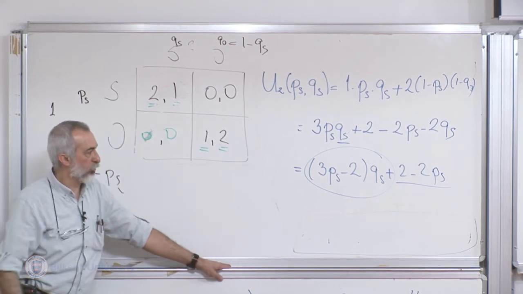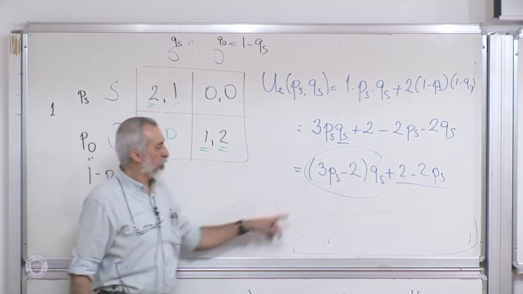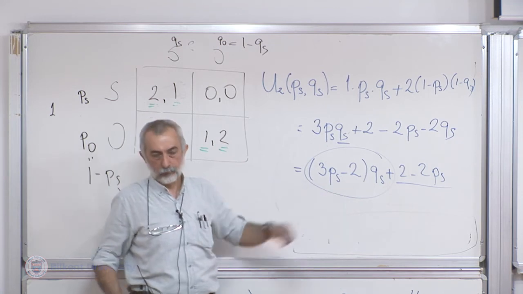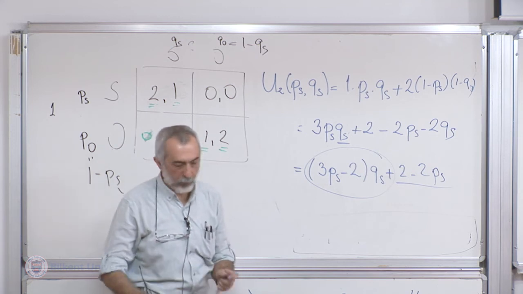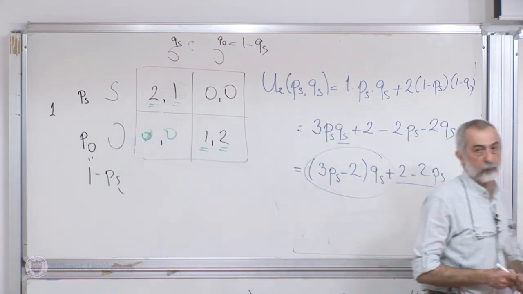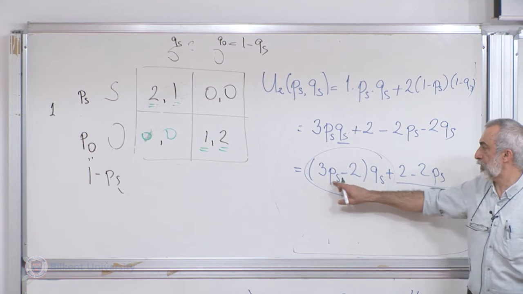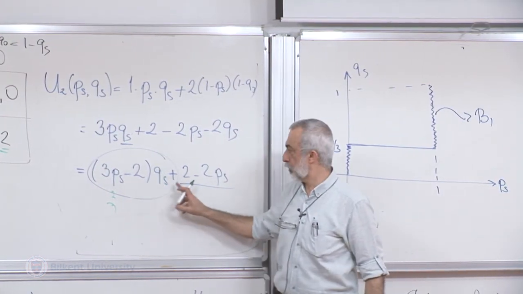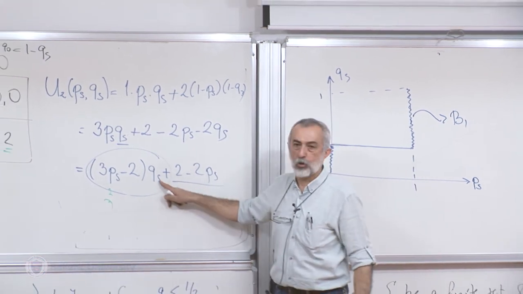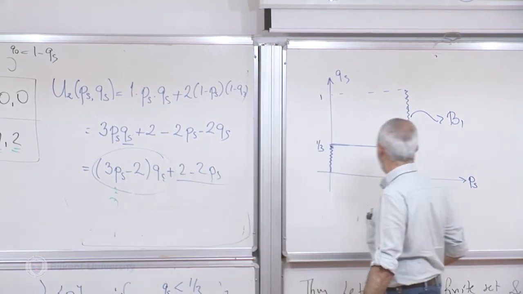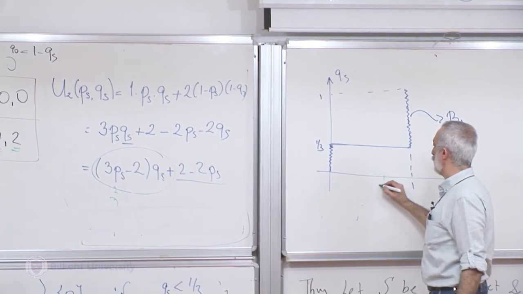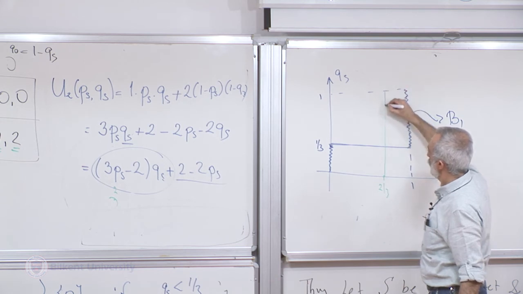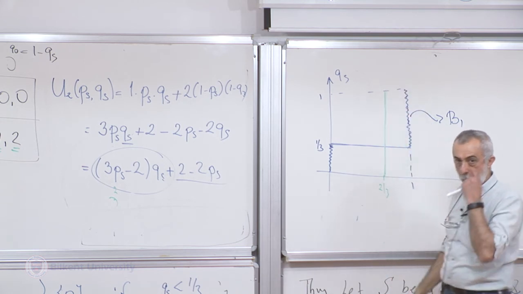So this time I'm not going to draw the graph, but if PS is equal to 2 over 3, the best response of player 2 is, and so if PS is equal to 2 over 3, this term is equal to 0. So his utility is the same no matter what QS is. So everything is a best response. So let me mark 2 over 3 here. So that's what we have.